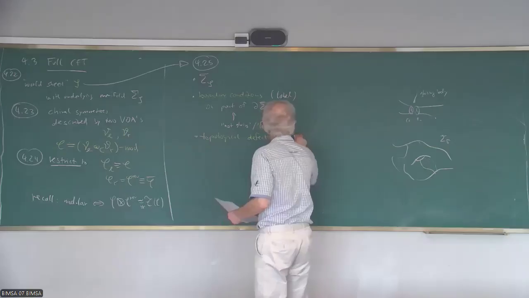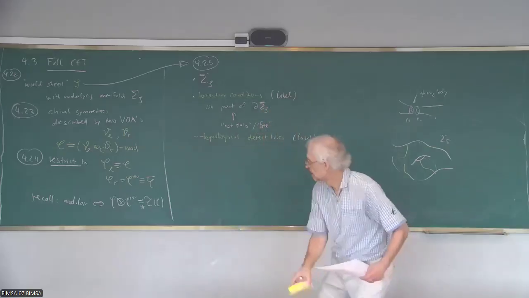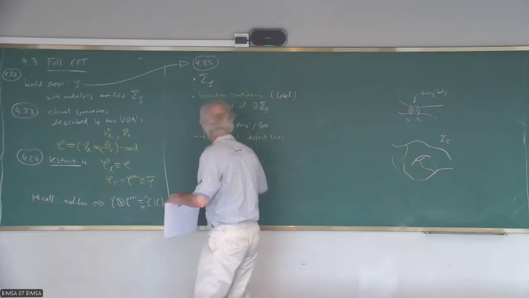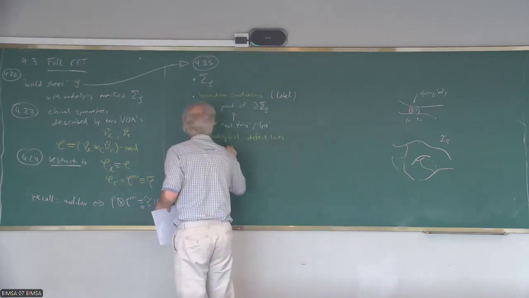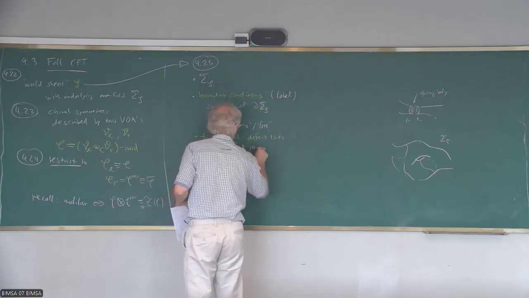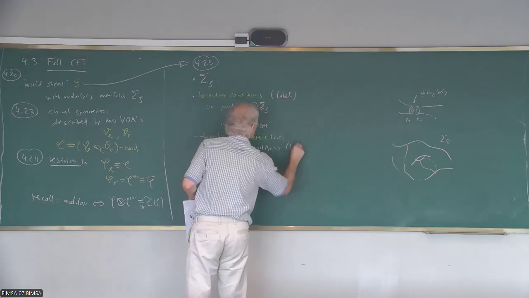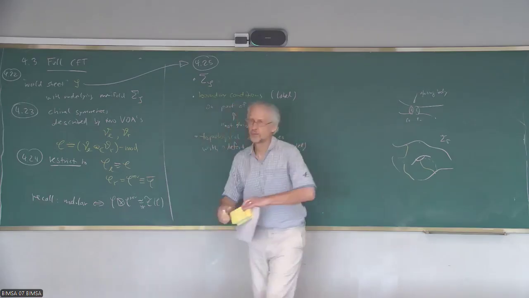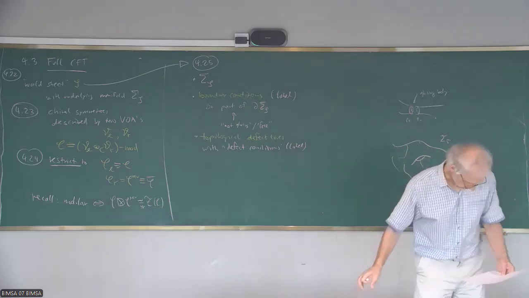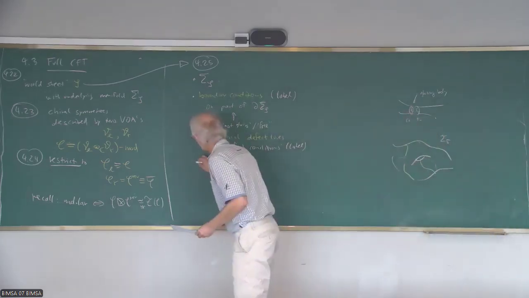And again, this is a line with an associated, just like here, boundary condition. One sometimes says defect condition, which again is for now just a label, some label. And then there are field insertions.